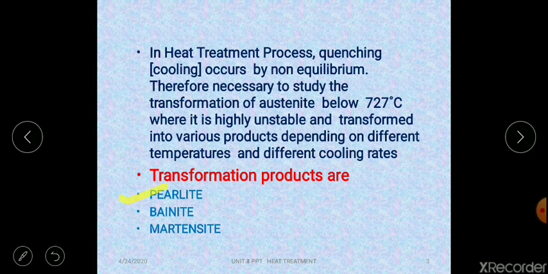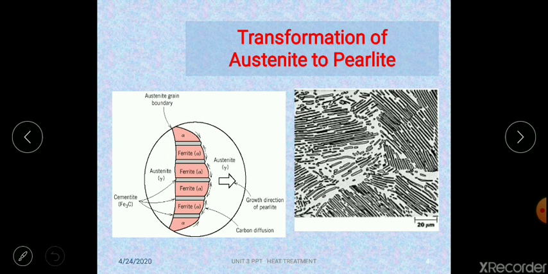First one is pearlite, which is obtained at normal cooling conditions. Second one we get is bainite, which is the intermediate type of cooling. And third one is the faster cooling rate, that is the martensite product, which is obtained at a faster cooling rate. So these are the basic terms on which the properties of steels depend, and the microstructure of every steel will vary based on these products.